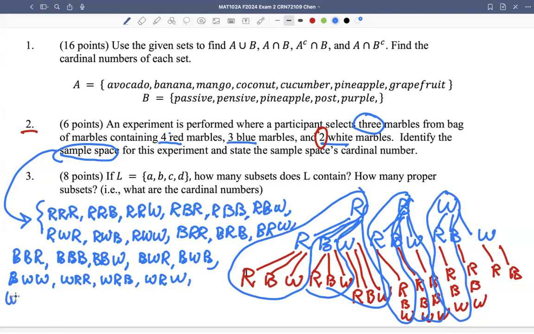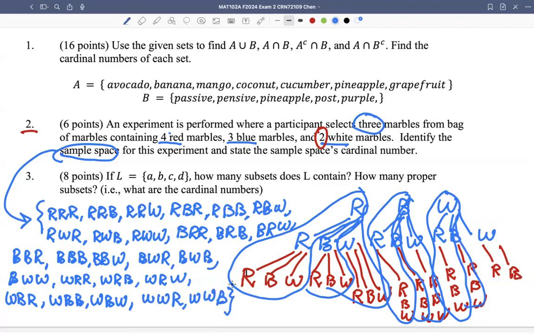Then I could have first one white, second one blue, third one red, then WBB or WBW. That finishes this. Then I could have white, white, red, white, white, blue.